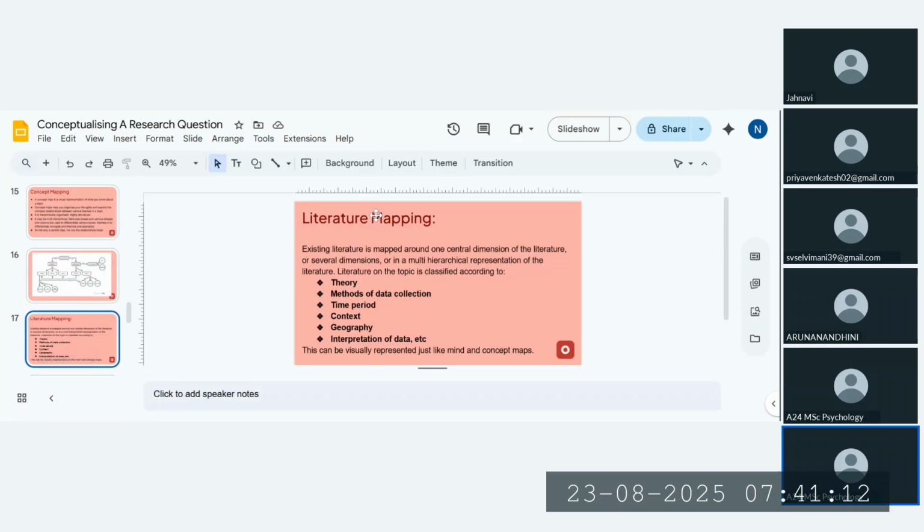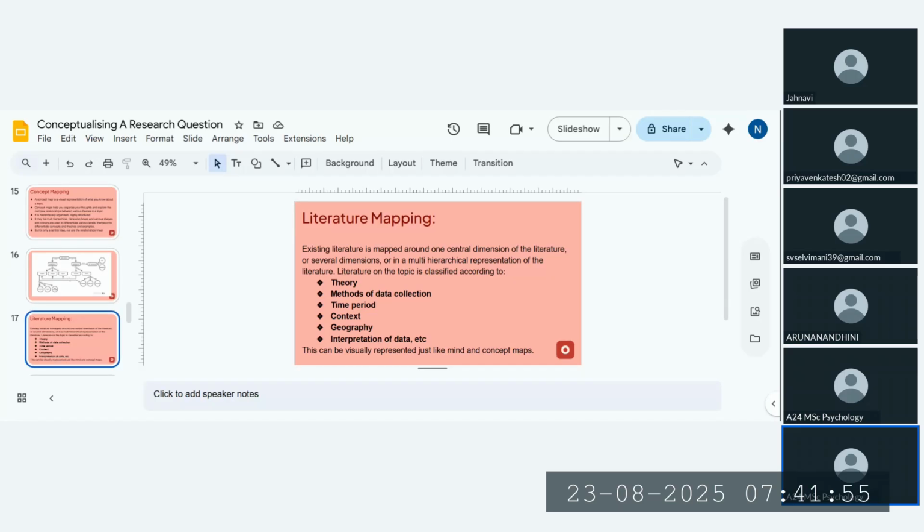Then you have something called literature mapping. Literature mapping is basically you map the existing literature around one dimension of the literature. Suppose we are looking at the impact of social media on adolescents. Different publications or journal articles may be based on different theories. As we have seen when studying general psychology, for instance motivation, we saw so many theories of motivation, perception, and memory.